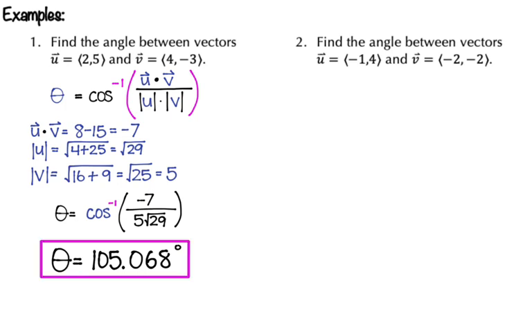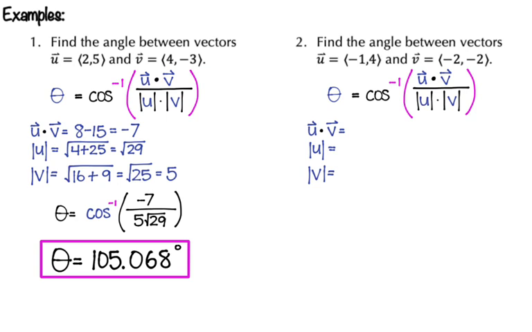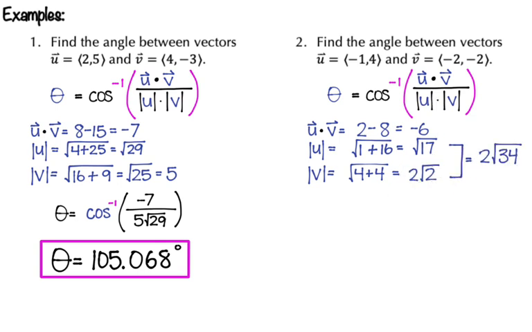For problem number 2, we know we're going to use this formula. And to use the formula, we need the dot product, the magnitude of u and the magnitude of v. So the dot product of u dot v for this particular problem is -6. The magnitude of u is the square root of 17. The magnitude of v is 2 root 2. Make sure you're simplifying. So now we're going to take all these numbers and plug them into the formula.